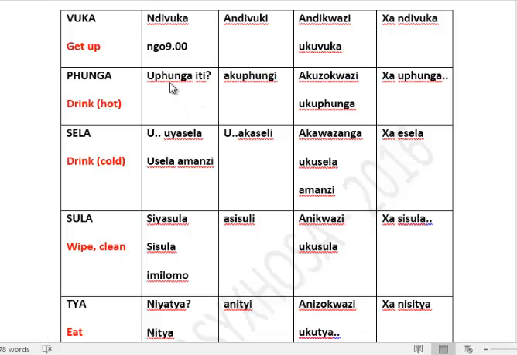Uphunga iti, are you drinking tea? Akuphungi iti, are you not drinking tea? Akuzokwazi ukuphunga, you will not be able to have a hot drink. Xa uphunga, when you have a hot drink. Uyasela, somebody or other is having something to drink. We can put a full stop there.